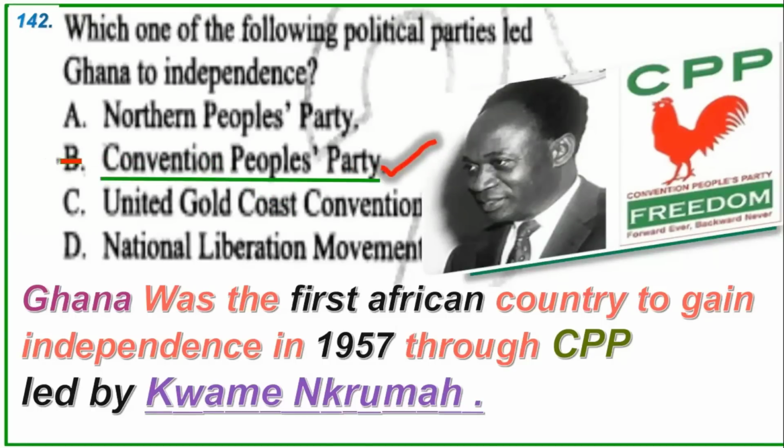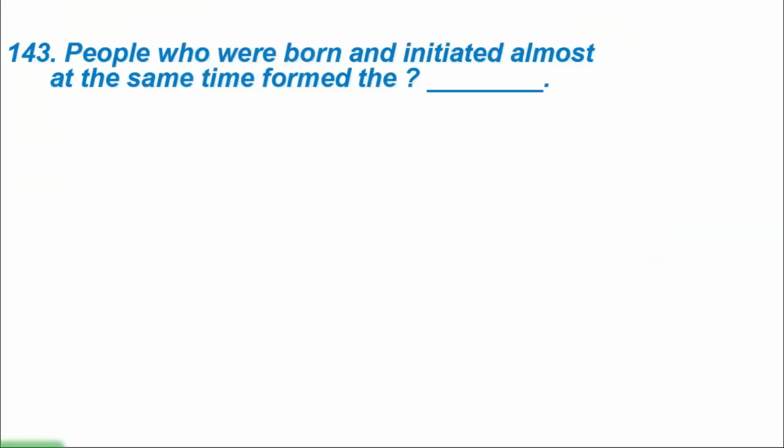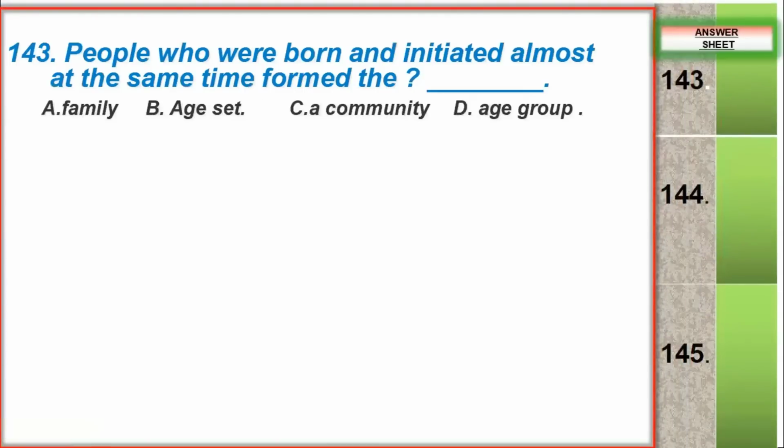Question 143. People who were born and initiated almost at the same time formed a what? The choices are: family, age set, a community, an age group. The answer should be age group.